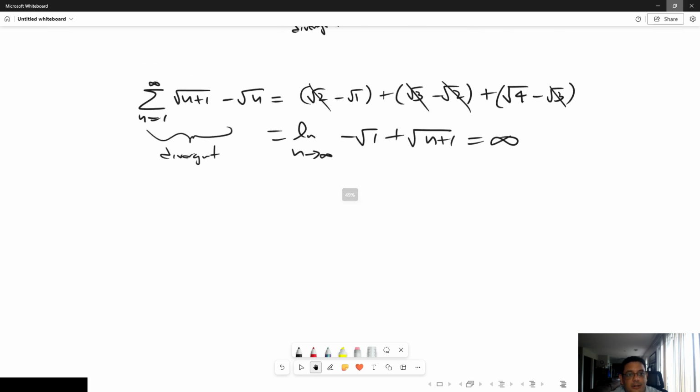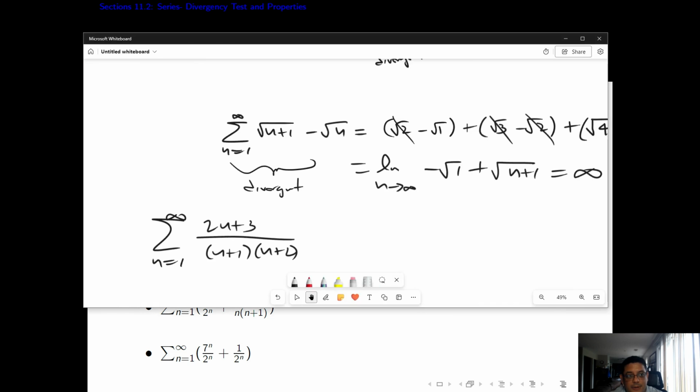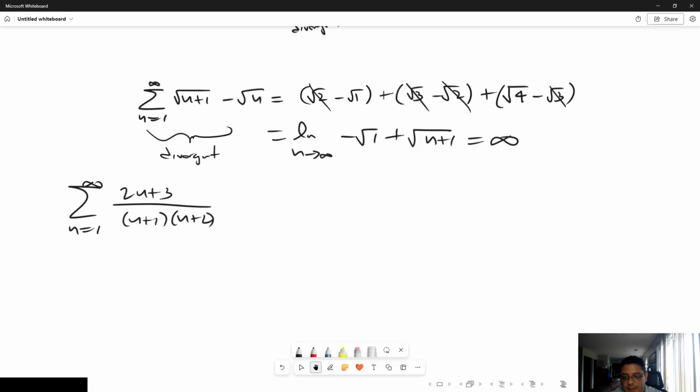Now let's take a look at another exercise. Let's see this one here: the sum from n equals 1 to infinity of (2n plus 3) over (n plus 1) times (n plus 2). It has a typo here. This type of thing has a lot going on down below, but this looks like something I could do with partial fractions. So I can go ahead and do the partial fractions for it.